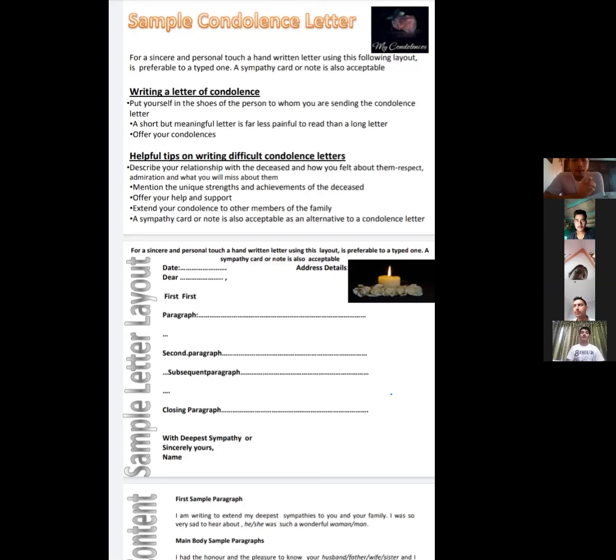You cannot be excited while writing a letter of condolence. Point number one: put yourself in the shoes of the bereaved. These are the major points. You can write it in short. So my number one point, whenever I write any letter of condolence, I always think from the side of the bereaved.